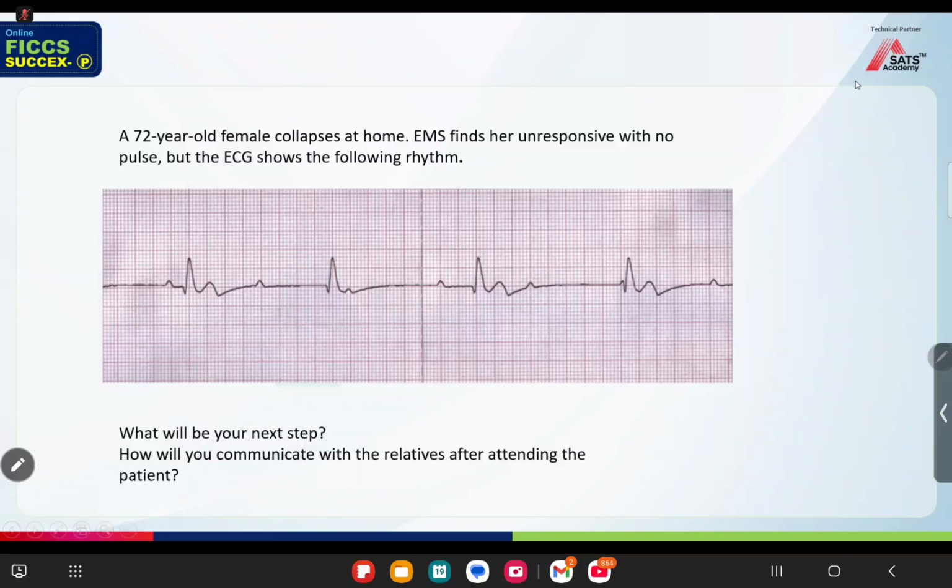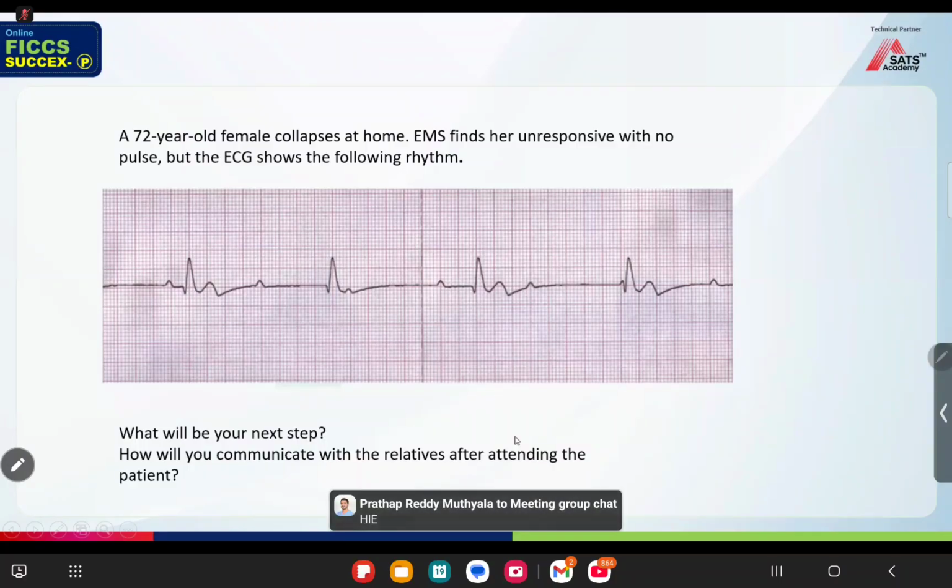So she collapses at home, right? Out of hospital cardiac arrest. Yes. So out of hospital cardiac arrest, and after that the patient came to the hospital. So definitely you are expecting what? Delayed CPR, right? Yes, we are expecting delayed CPR. We will explain the complication of delayed CPR, like hypoxic ischemic encephalopathy. So poor outcome.